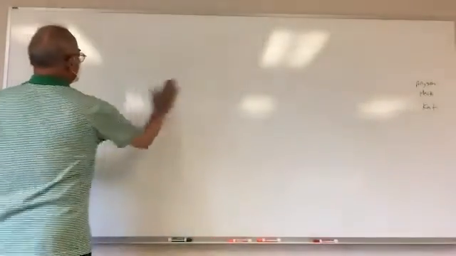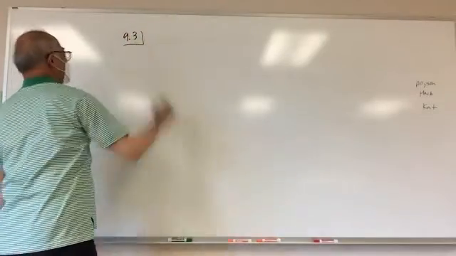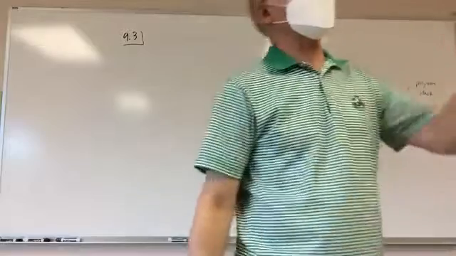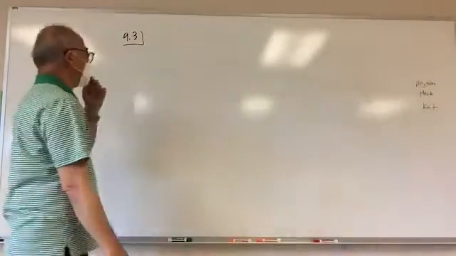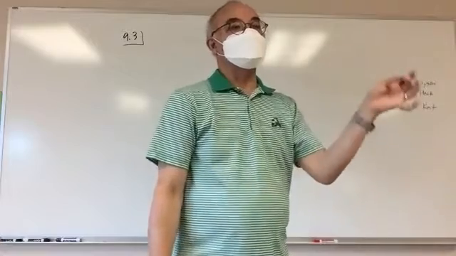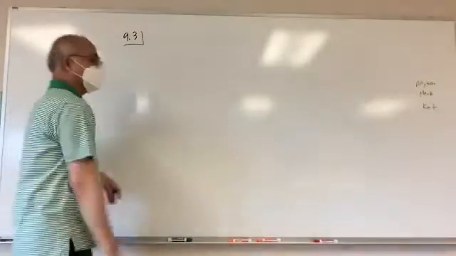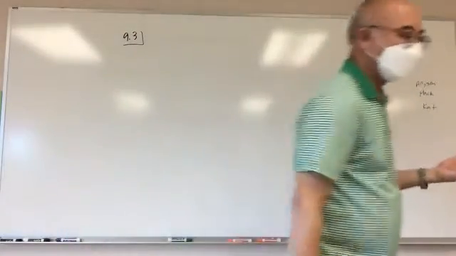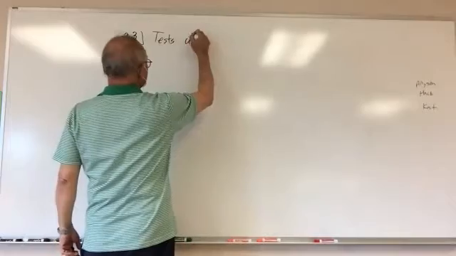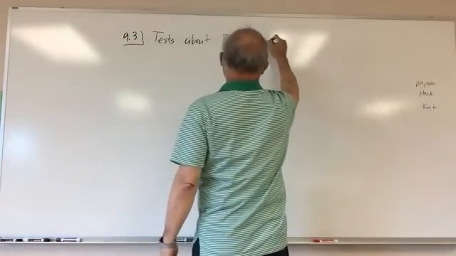9.3. So at 9.1, what do we do? In 9.1, we talked about the basics of significance testing. And then in 9.2, we did how to do a significance test on the proportion of a population. Now we're going to do the same thing, but with a population mean. So we're going to do tests about population mean.